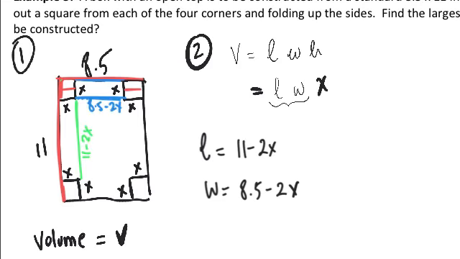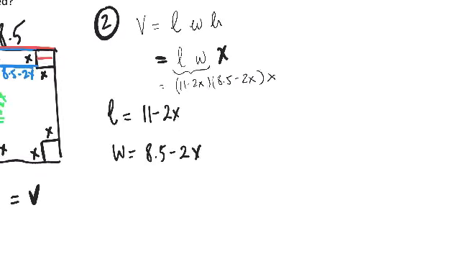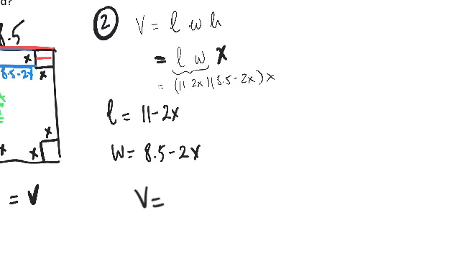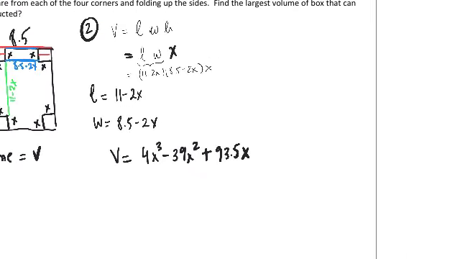So now I can just rewrite this whole equation as 11 minus 2x times 8.5 minus 2x times x. That's my volume equation. If you just expand that out, you're going to get 4x cubed minus 39x squared plus 93.5x, okay? So that's our equation that we need to optimize.